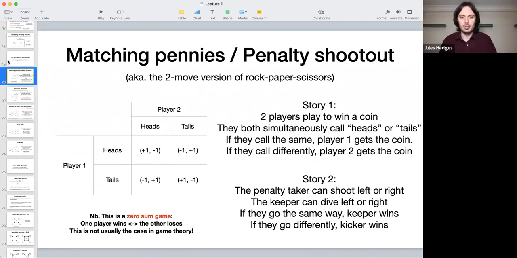So the first example is called either matching pennies or penalty shootout, depending on the story that you tell. Typically examples in game theory come with a kind of story, and the story is not extremely important. It just makes it a bit more memorable. Importantly, the game can be applied in situations where the story does not apply.